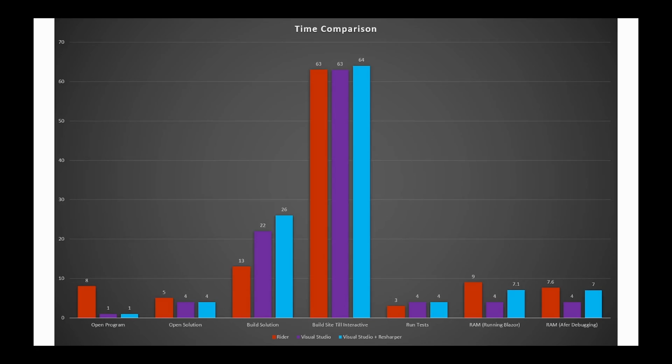Those two metrics don't really affect that much because you're doing them once a day. The next one is build solution. This one is one of the biggest differences. Even though they're both using .NET build, the reason for that is that JetBrains Rider is actually able to parallelize the dependencies. So if you have two dependencies that do not depend on each other, they'll build at the same time, which makes it more efficient than Visual Studio, at least by default.